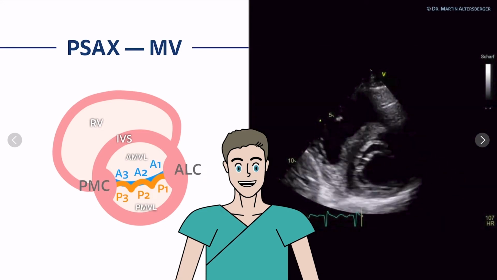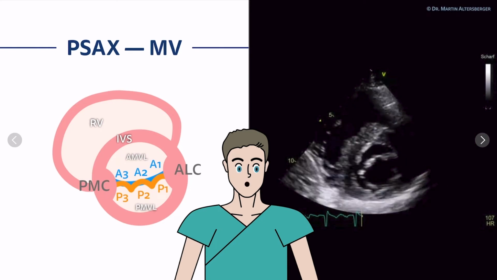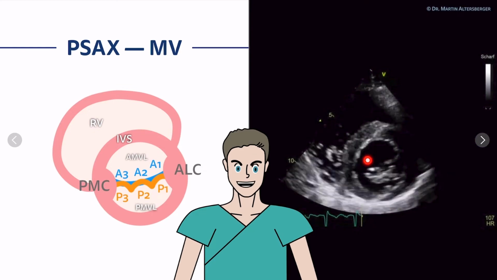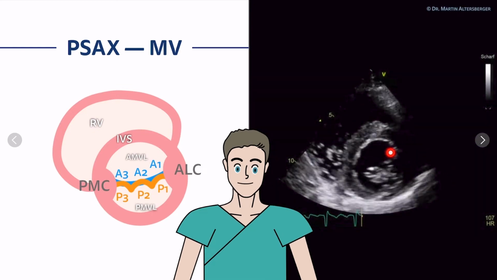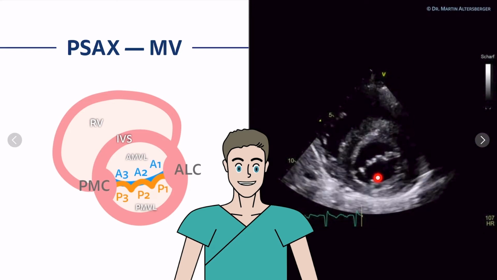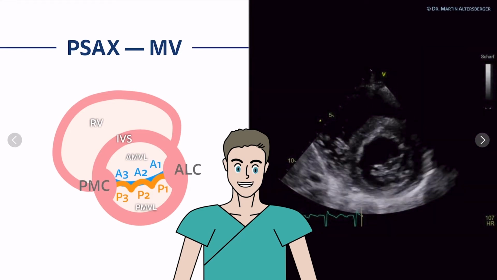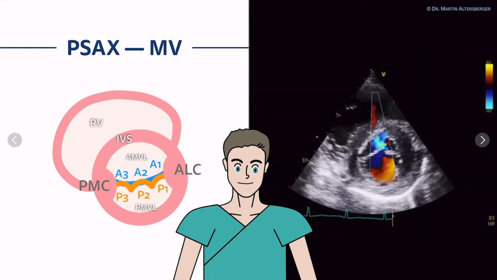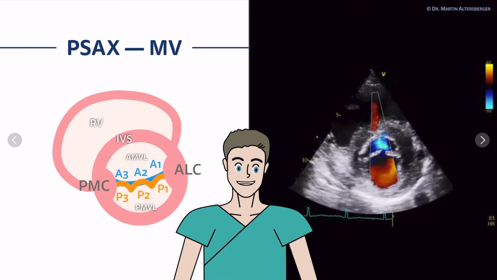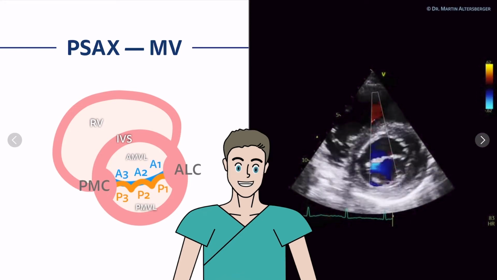So now let's review our leaflets. Here we have the anterior and posterior leaflet, A3 and P3, A2 and P2, and A1 and P1. Now we see that the mitral valve looks a bit off, but we need to add color Doppler information. With the help of color Doppler, we see that there's truly a problem with the mitral valve. We do see mitral regurgitation.